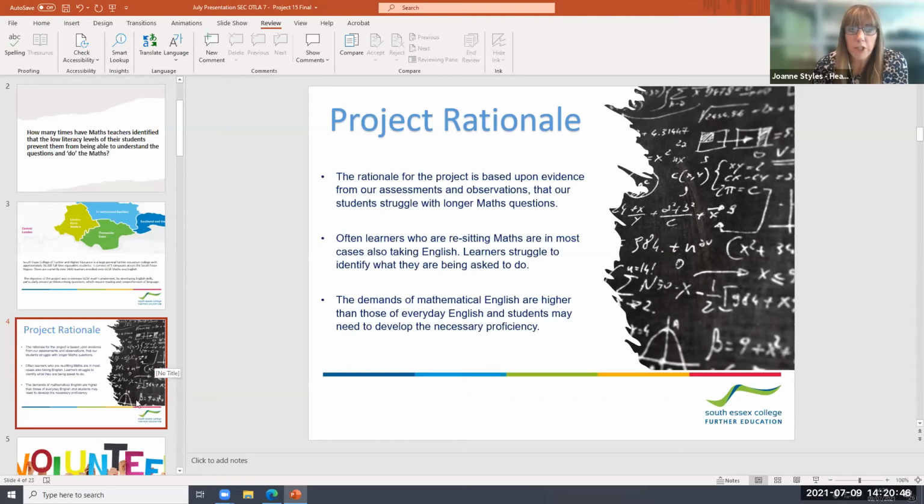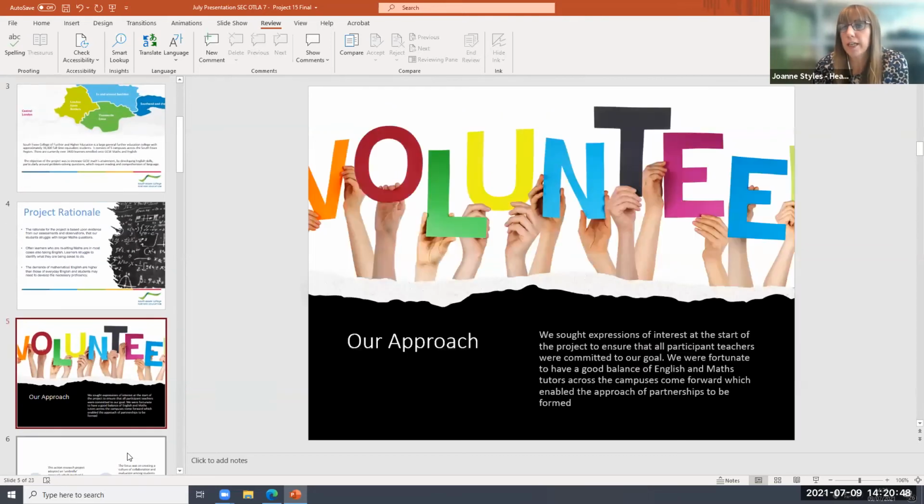And the approach that we took was that we asked for volunteers. So we sought expressions of interest really early on. We've got just under 30 lecturers working across GCSE maths and GCSE English at the college, alongside supporting on our functional skills programmes. But we felt that this was the best approach because we wanted to ensure that they took ownership for their projects and that they were engaged in what was being proposed.